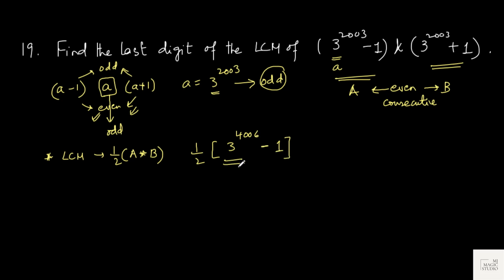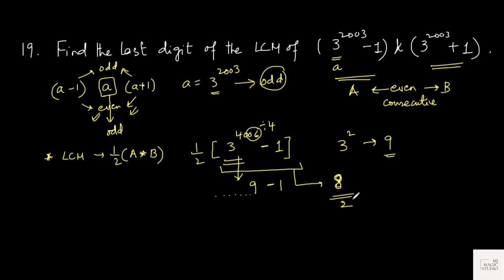Now we need to find the last digit of 3 to the power 4006. 4006 when divided by 4 will leave remainder 2. 3 to the power 2 is 9. That means the last digit of this expression 3 to the power 4006 is 9. This is the number. When 1 is subtracted from it, the last digit of this number would be 8. And when it is divided by 2, it will give last digit 4.